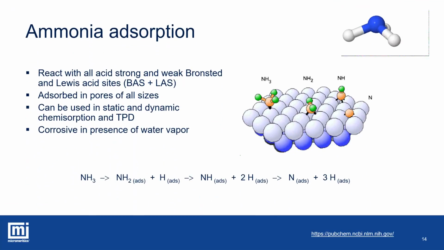Ammonia has a lone electron pair on the central nitrogen atom that is available for bonding. Ammonia may bond without dissociation to a single active site, acting as a Lewis base. Progressive dehydrogenation may occur to give surface NH species and adsorbed hydrogen atoms, acting as a Bronsted acid. Ammonia is used to characterize all Bronsted and Lewis acid sites, and being a small molecule, it can be adsorbed also in very narrow micropores.